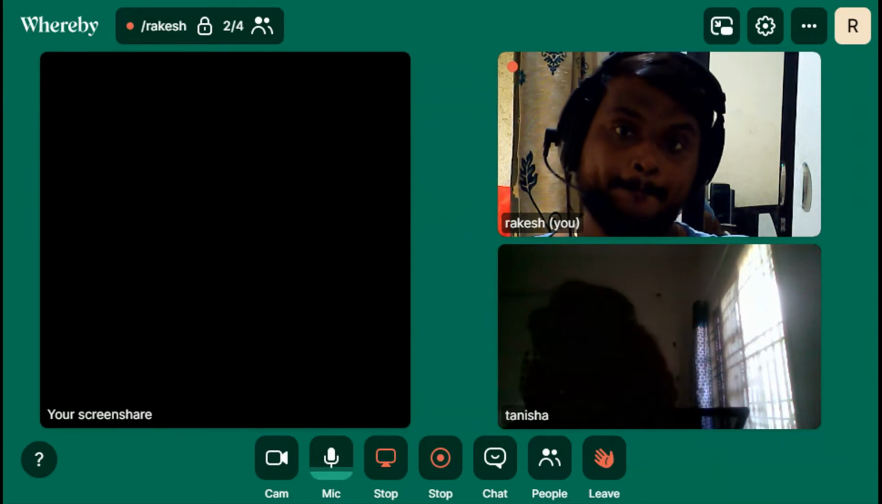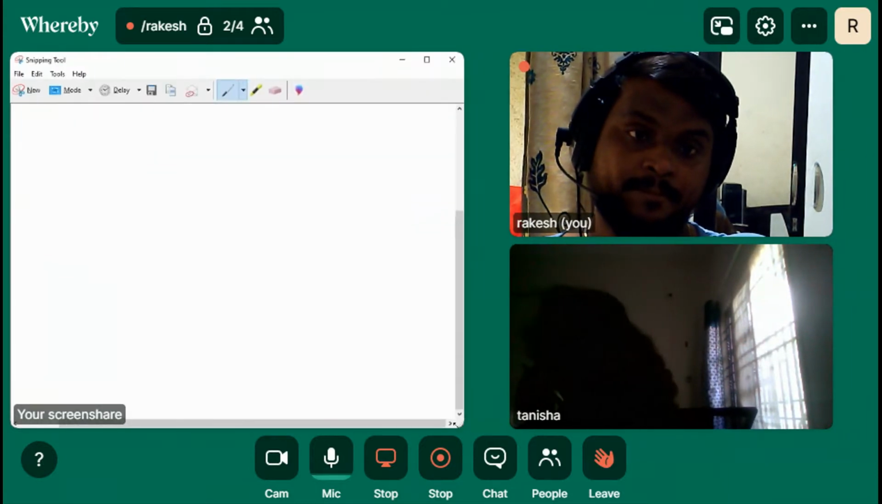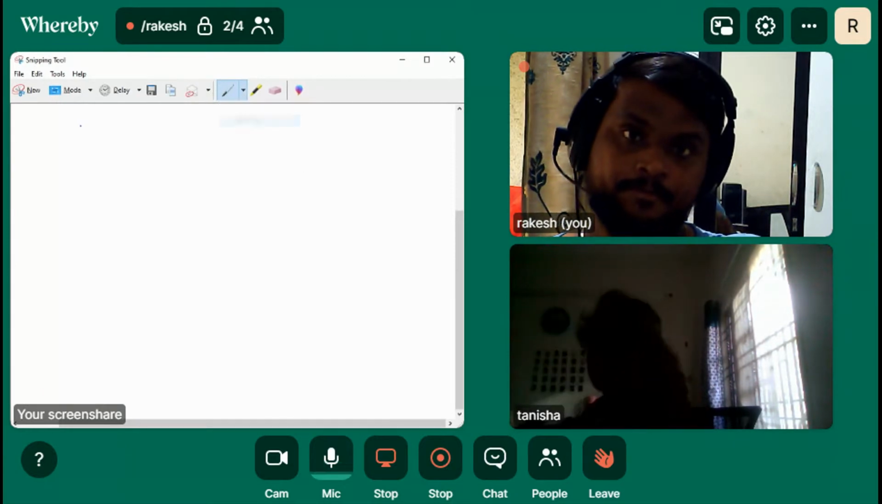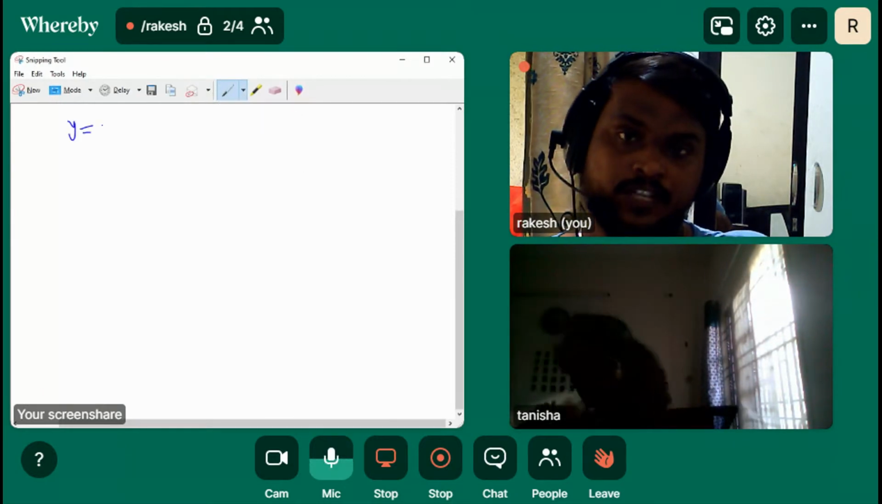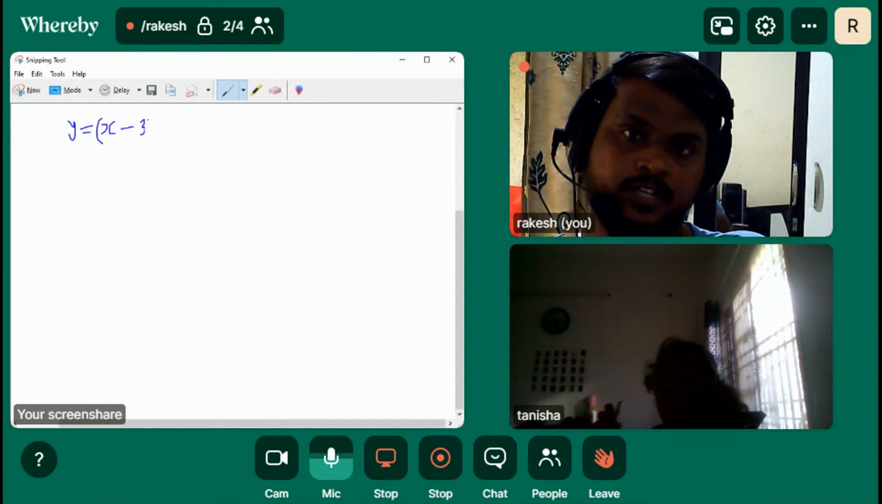Sketch the graph of the function stating the coordinates of the maximum and minimum point and the equation of the line of symmetry. It's y is equal to (x minus 3) whole square plus 1.